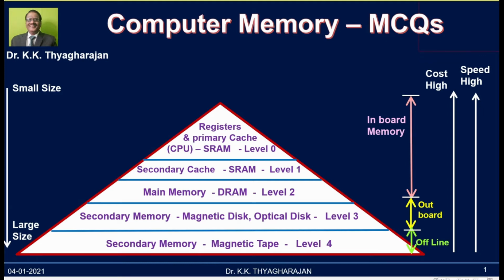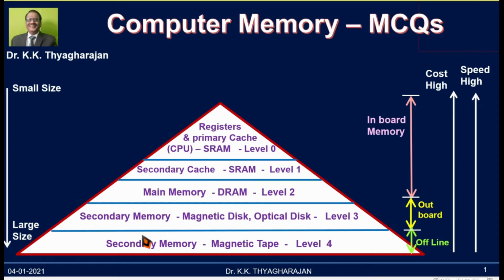In this video, I am going to discuss the multiple choice questions that may be asked in computer memory. The memories in a computer are organized in a hierarchical structure at different levels. The memories provided inside the CPU are called level 0 memories. At level 1 and level 2, we have the cache memory and main memory, and all these memories from level 0 to level 2 will be on the motherboard. So they are called inboard memories.